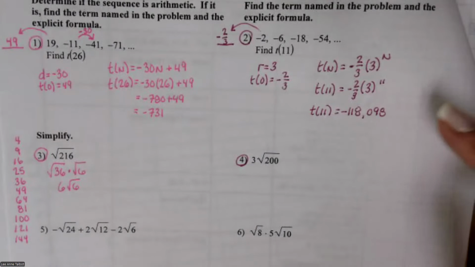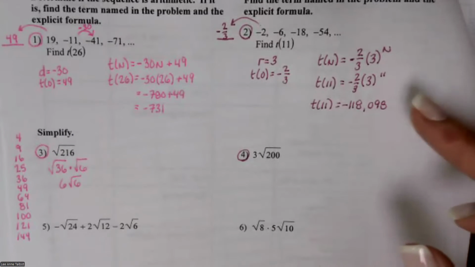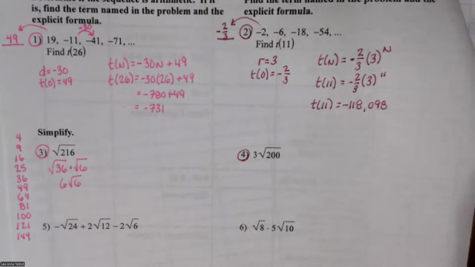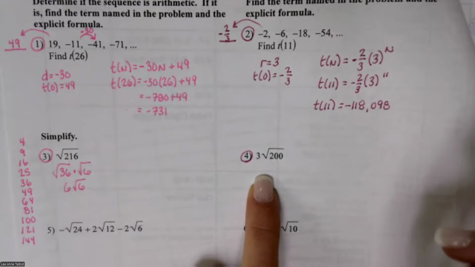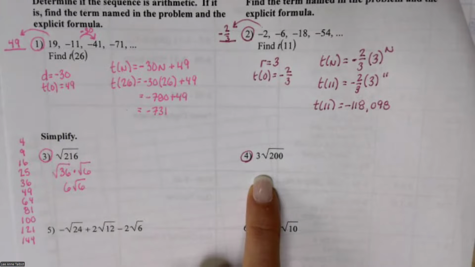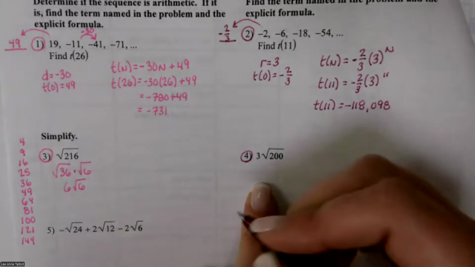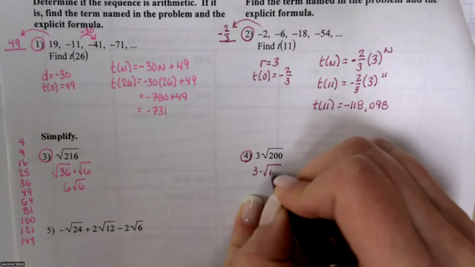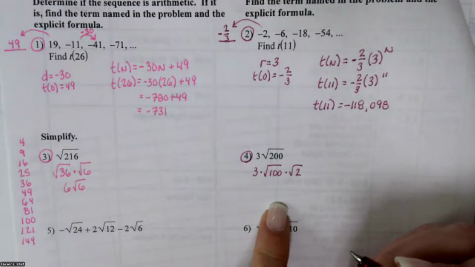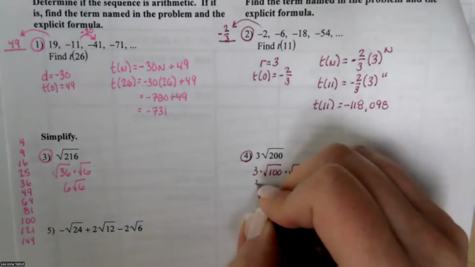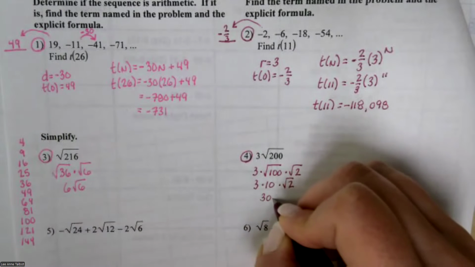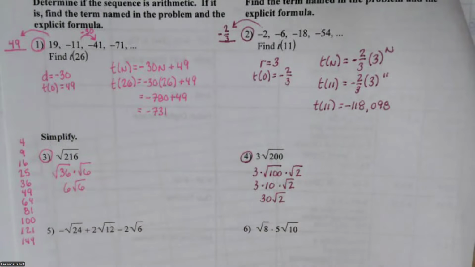Okay, any questions about number 2? We did that a long time ago in chapter 5. It's just that we use it a lot in chapter 8, so I wanted to make sure we reviewed it. Okay, now number 4. Can you guys tell from the list what's a super easy one that we know we can divide by? 100. Beautiful. 3 times the square root of 100 times the square root of 2. Great job on that. 3 times 10 times the square root of 2 is 30 square root 2.